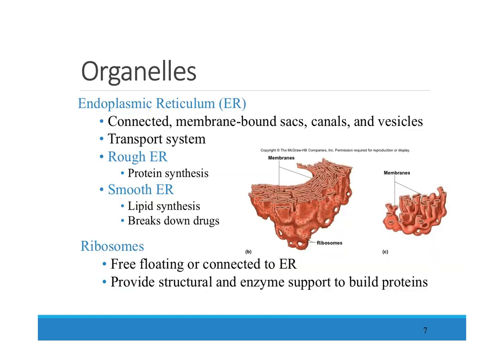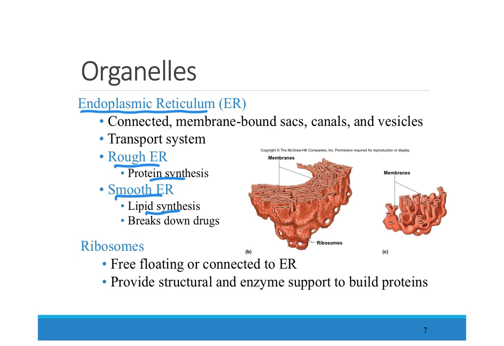There are many organelles inside the cytoplasm. I just want to highlight some of the key ones. The endoplasmic reticulum is a series of membranes and pouches that allow materials to be transported around the cell. There are two different types of endoplasmic reticulum, or ER. Rough ER is very much involved in protein synthesis, and smooth ER is involved in lipid synthesis. It also helps break down drugs and detoxify things.